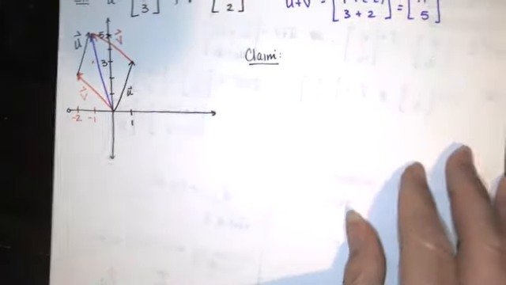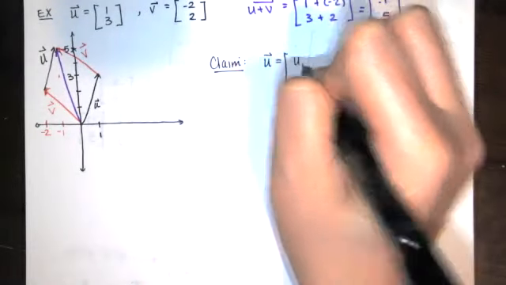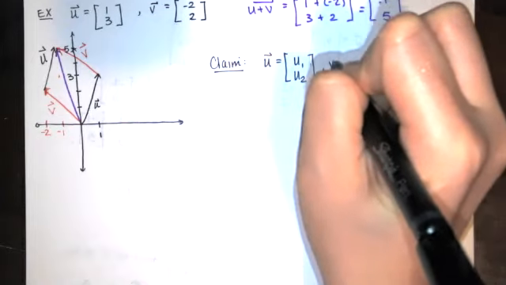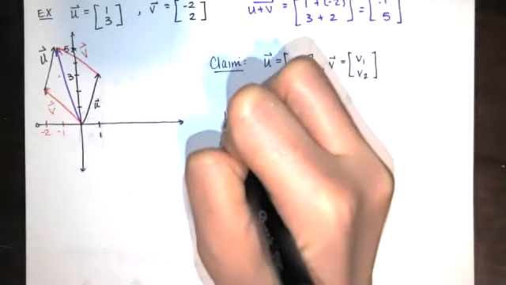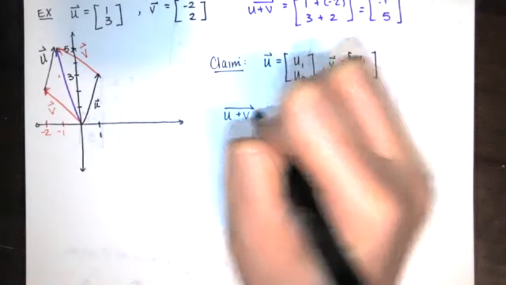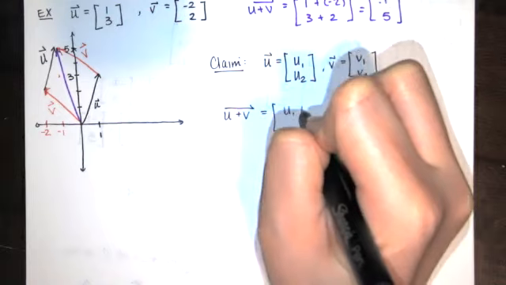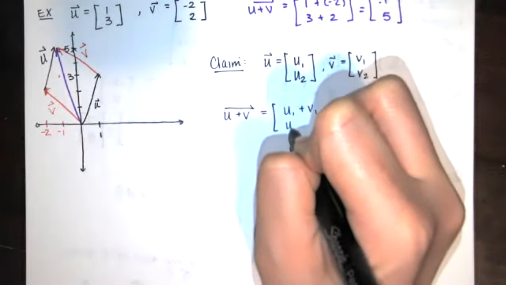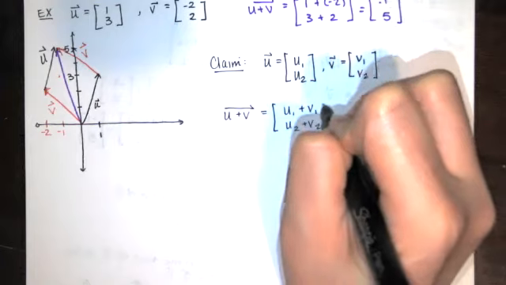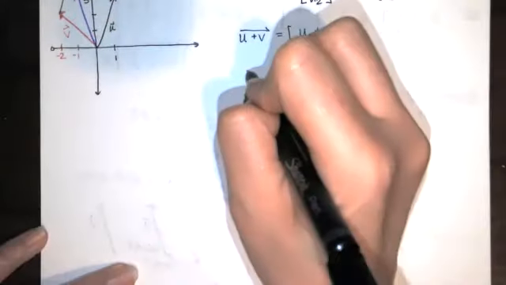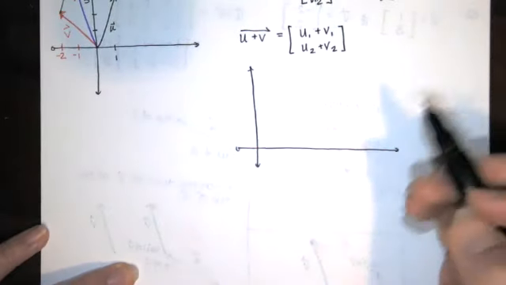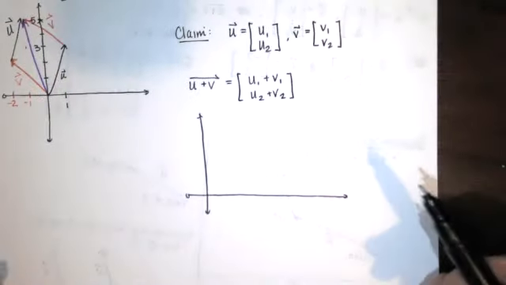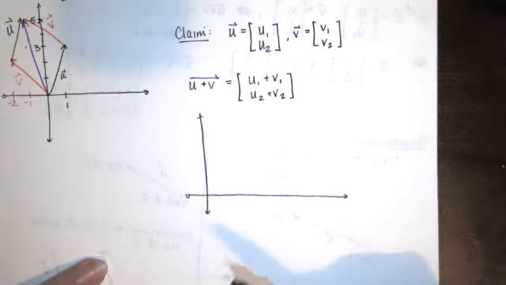Now, this is what I claim. I claim that if u is the vector with components u1 and u2, and v is the vector with components v1 and v2, u plus v is the vector with components u1 plus v1 and u2 plus v2. And I claim that that is consistent with adding tip to tail. Let's show that it's consistent with adding tip to tail.